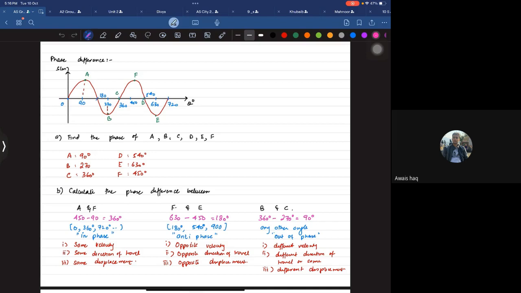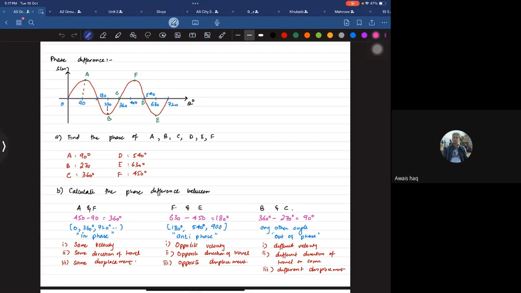either 0, 360, 720, then it's basically called in phase, which means both points are in the same sort of movement, they have same direction, same velocity, same displacement. If they have a phase difference of 180 degrees and the multiples of it, then these points will be anti-phase to each other, which means they will be exactly opposite in all terms. Like opposite velocity, opposite direction and opposite displacement as well.